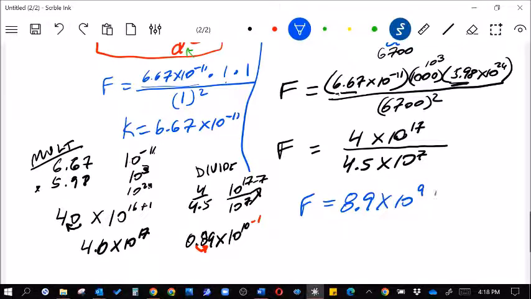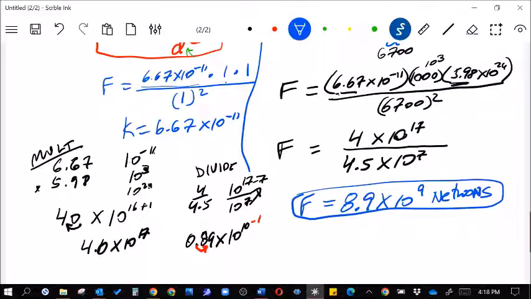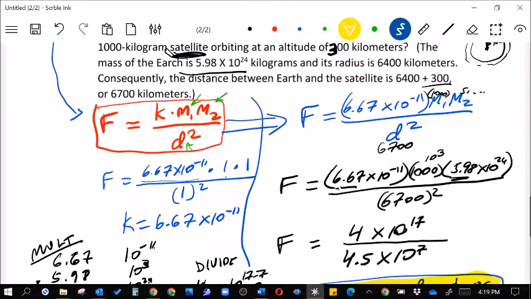But I need to include the units. Newtons. So the force of attraction is 8.9 times 10 to the 9th newtons. Okay, an interesting little problem here. So let's review what happened here with this.